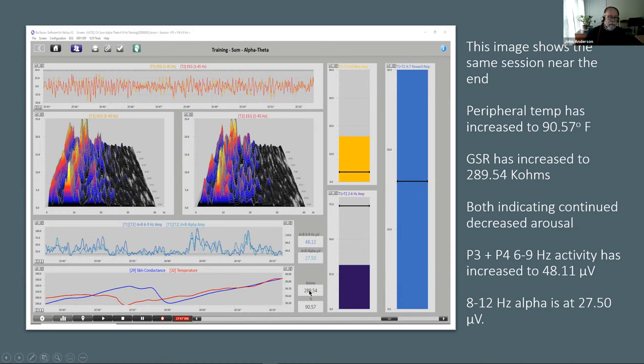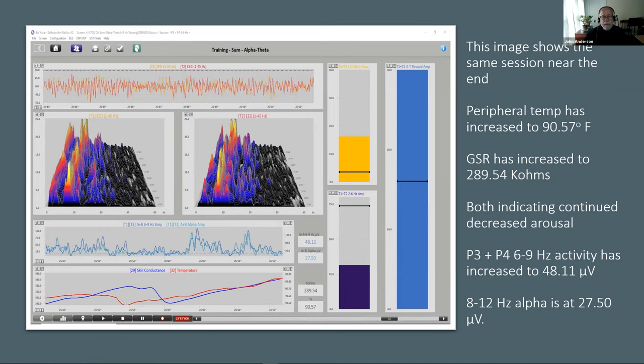The GSR, the skin resistance, has more than doubled, she's getting close to 300, which is good. And her skin temperature is up to 90 degrees, which is within normal limits rather than being at 80 degrees. So a nice 10 degree temperature increase, indicating that her sympathetic nervous system has calmed down, her parasympathetic nervous system has increased in activity. So her autonomic nervous system is more balanced and reflects a more calm state. And she's in this relaxed meditative state.